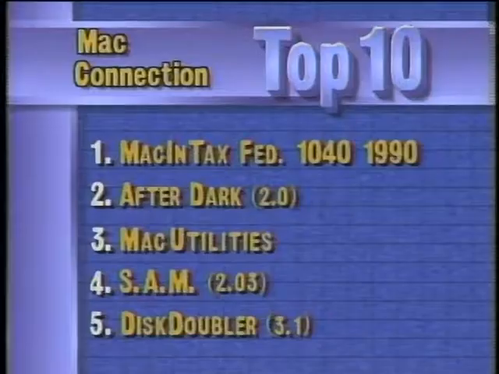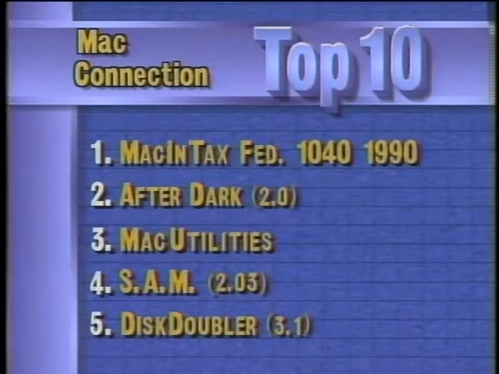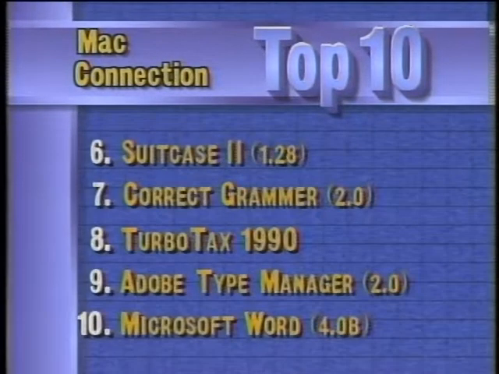Taking a look at this week's top 10 software titles for the Macintosh, Mac Connection reports that Macintax's Federal 1040 is in the number one position, with After Dark coming in second. Third is MacUtilities, followed by SAM and Disk Doubler. Rounding out the top 10 titles are Suitcase 2, Correct Grammar, TurboTax 1990, Adobe Type Manager, and Microsoft Word.